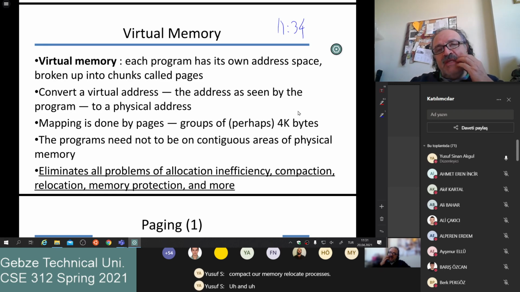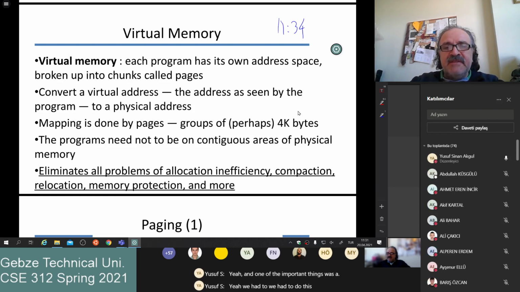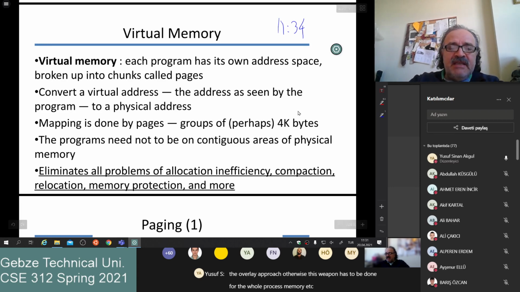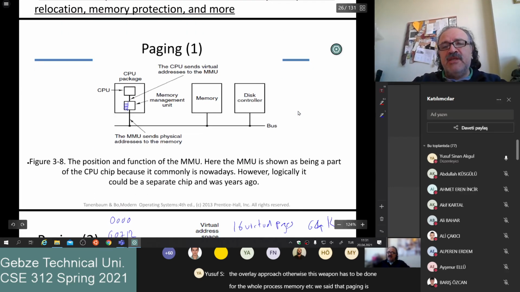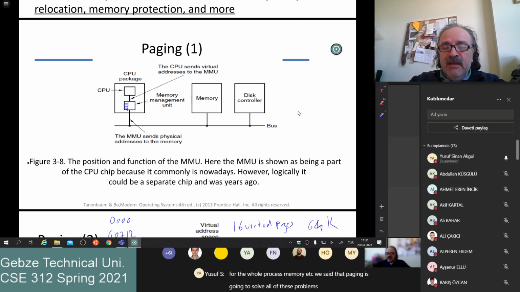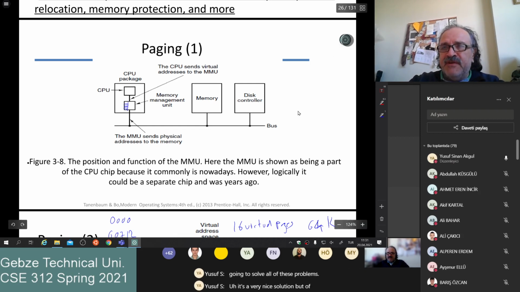One of the important things was that we had to do the swapping ourselves with the overlay approach. Otherwise, the swapping has to be done for the whole process memory, etc. We said that paging is going to solve all of these problems. It's a very nice solution, but of course, paging doesn't come free.